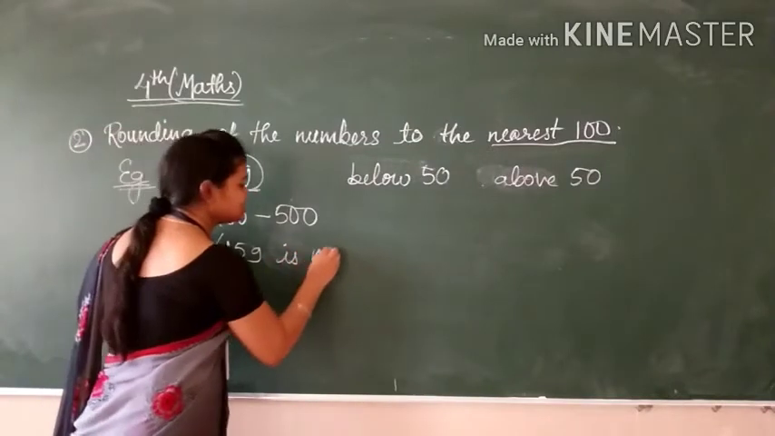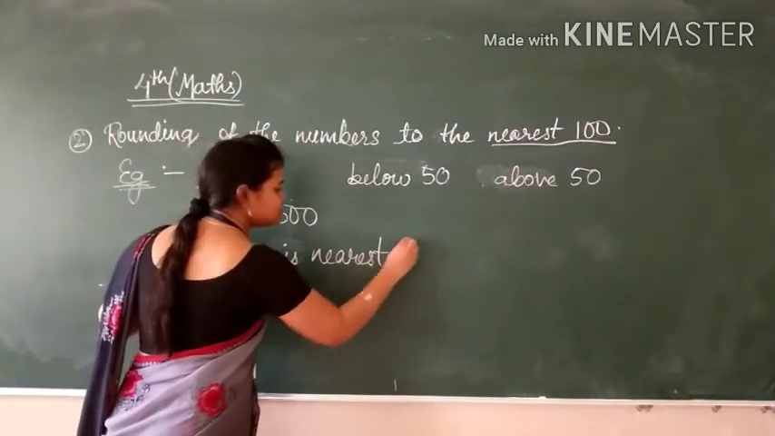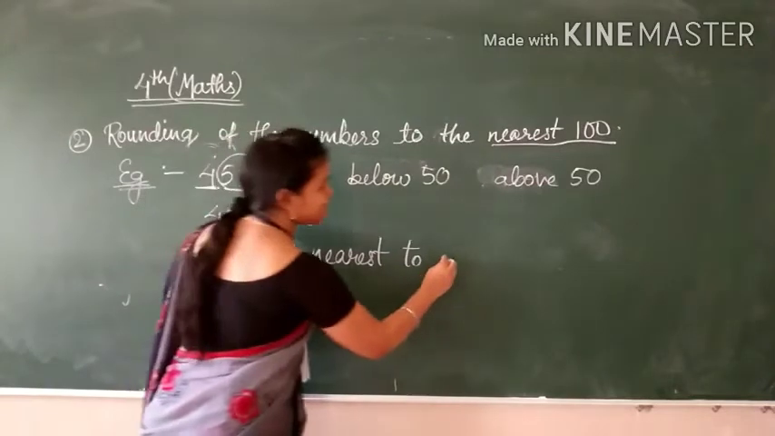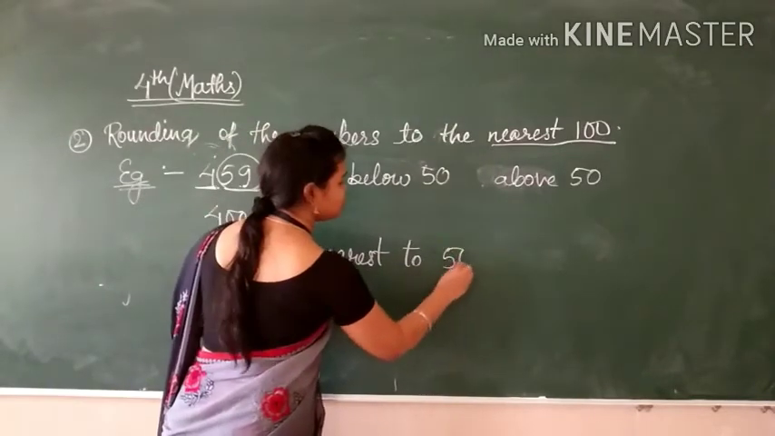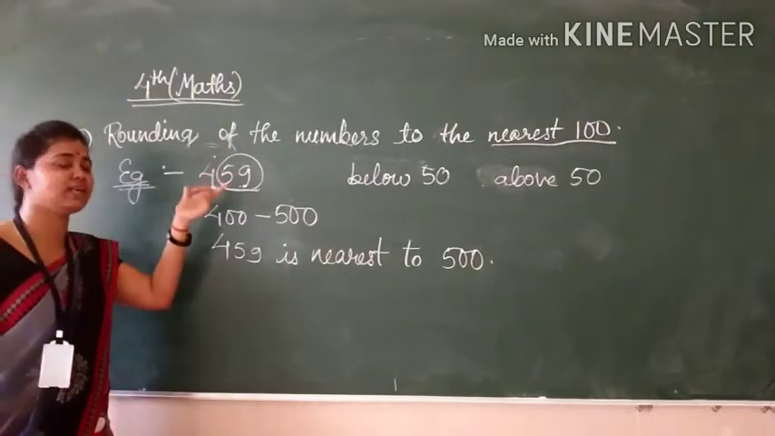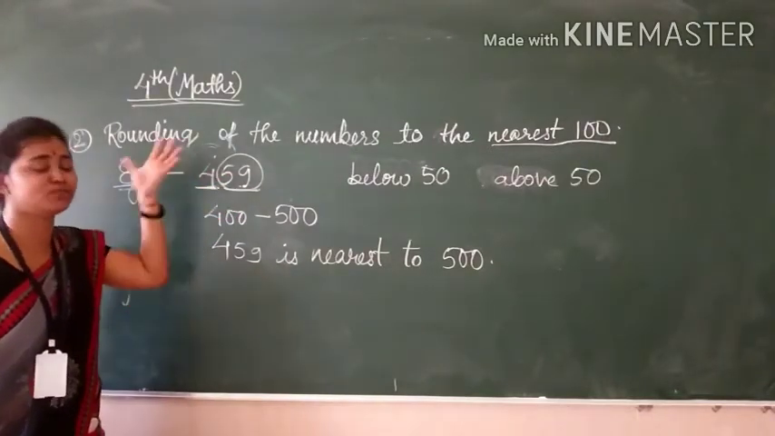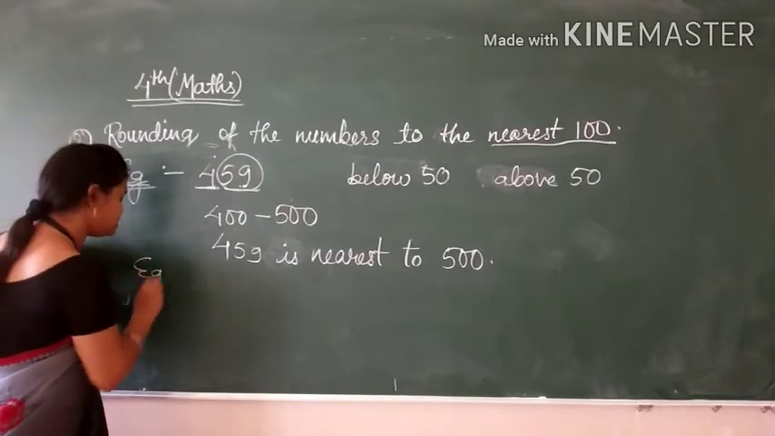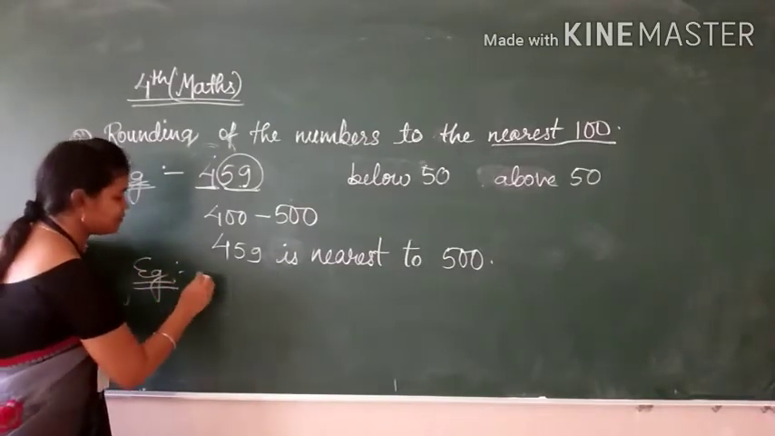So 459 is nearest to 500. At the same time, if you have to find the nearest 100 and the number is a 4-digit number, let us see the second example.